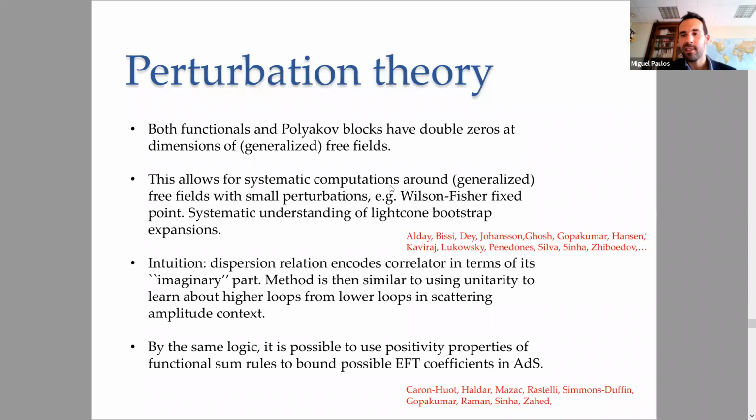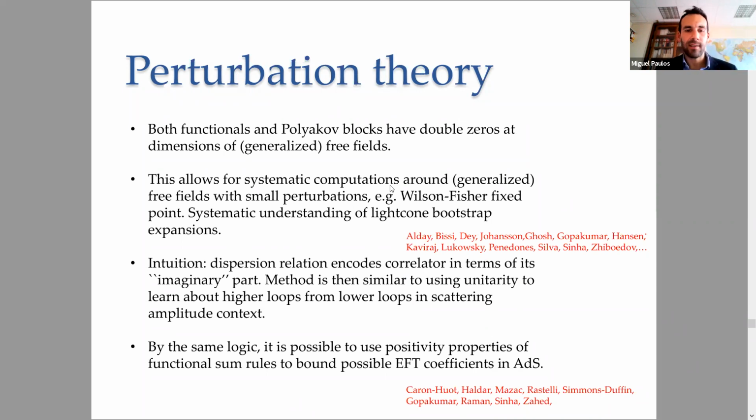Let me mention that these functionals are especially well adapted to do perturbation theory, basically because they have double zeros at the dimensions of generalized free fields. So when you deform the spectrum, these functionals will kill almost all contributions to the crossing equation, and so you can solve the equation order by order.